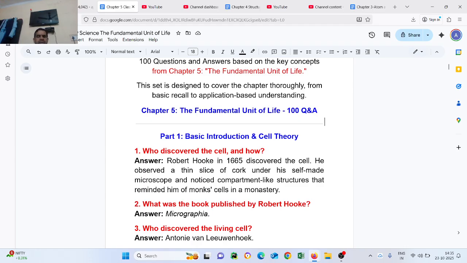He observed a thin slice of cork under his self-made microscope and noticed compartment-like structures that reminded him of monk cells in a monastery.